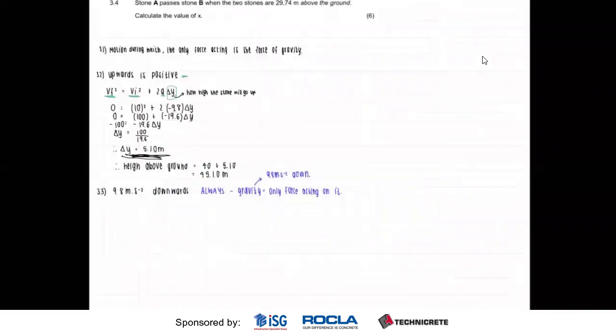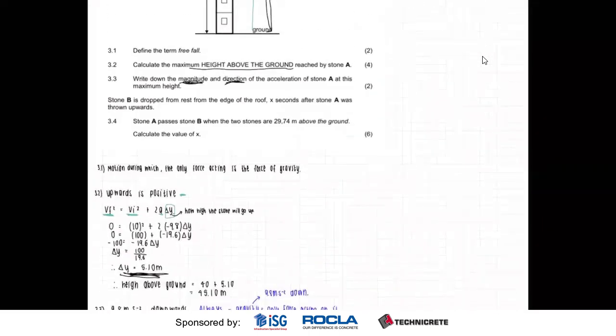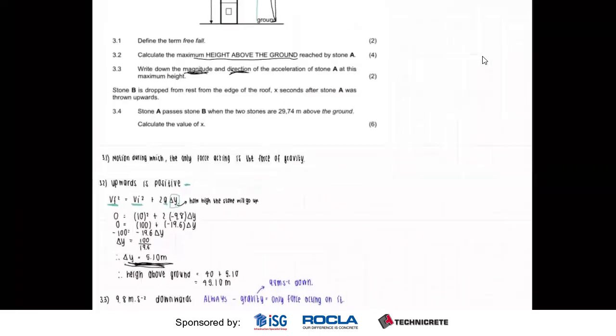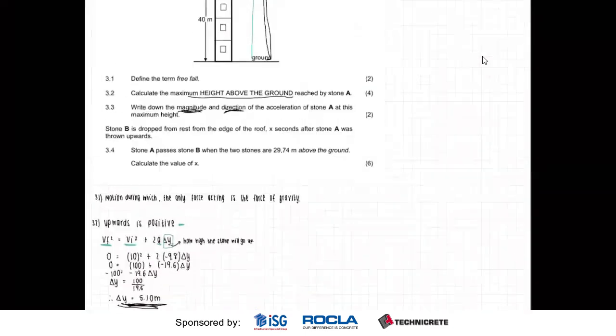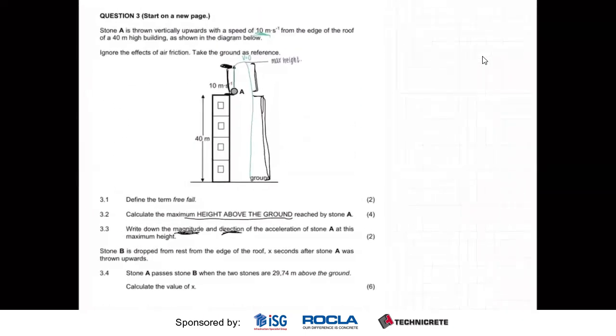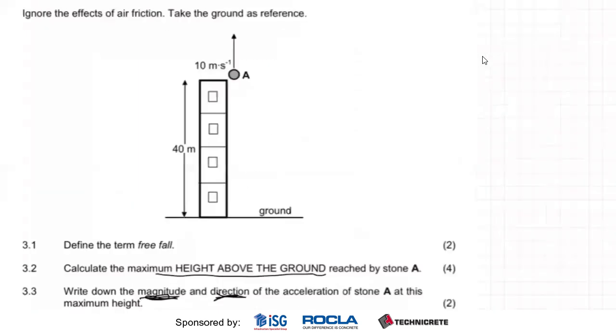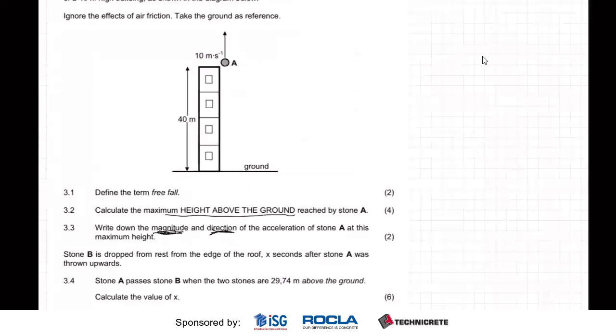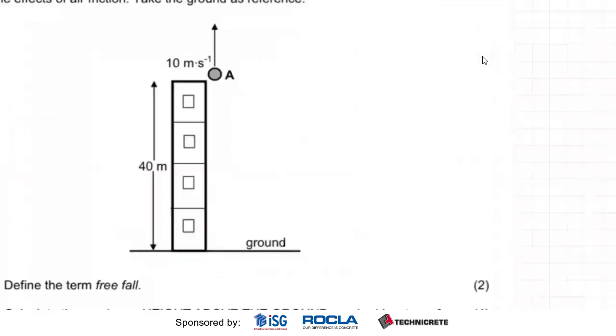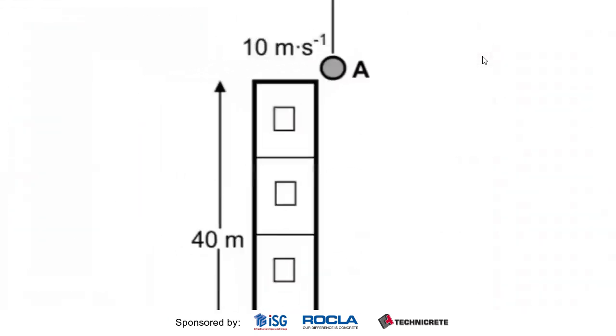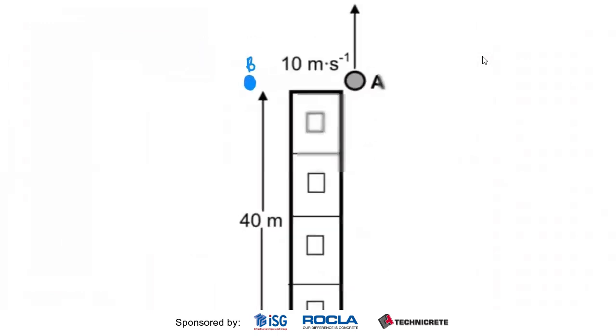Okay. So our next proper big question is, they tell us stone B. We don't have a stone B here yet. Okay, so this is stone A. Now we are going to draw in a stone B. So stone B is dropped from rest from the edge of the roof X seconds after stone A was thrown upwards. Okay, so I'm going to draw stone B on the side. This is stone B. So B was just dropped.